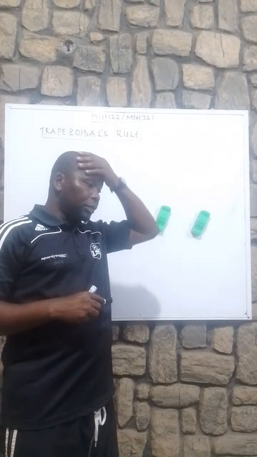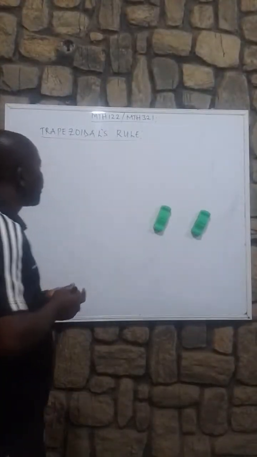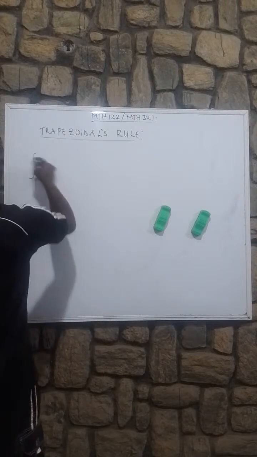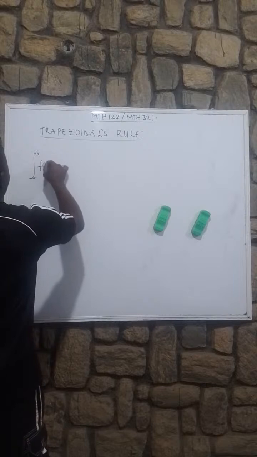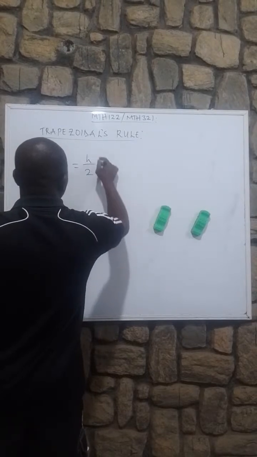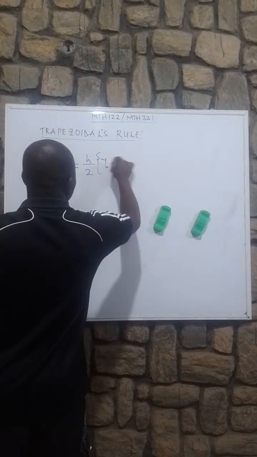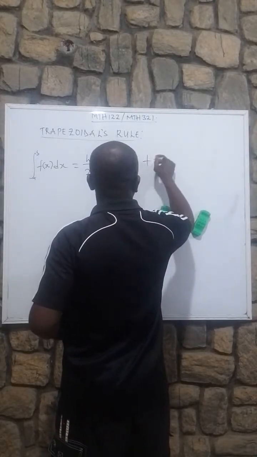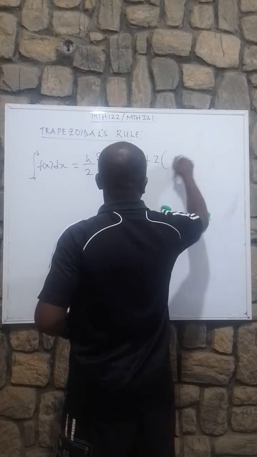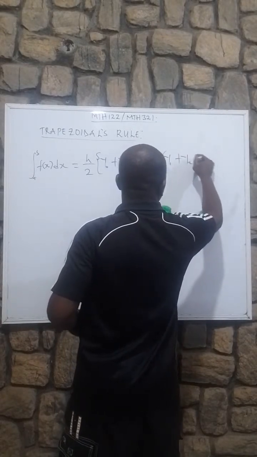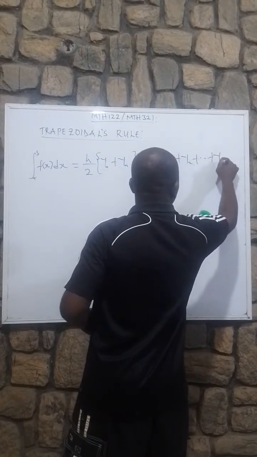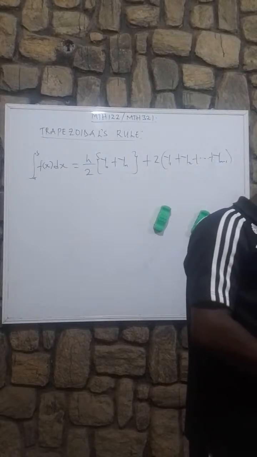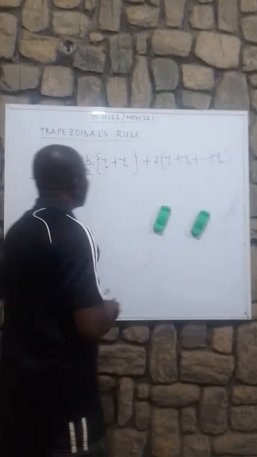So, the trapezoidal rule is all about the integral running from a to b of f of x dx is equal to h all over 2, open bracket, y naught plus yn, close bracket, plus 2 times y1 plus y2 plus up to yn minus 1. Is that clear?